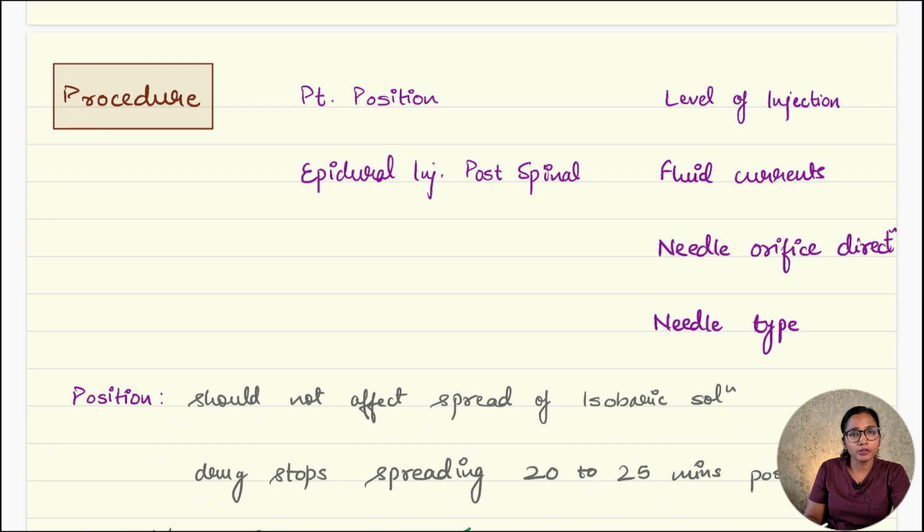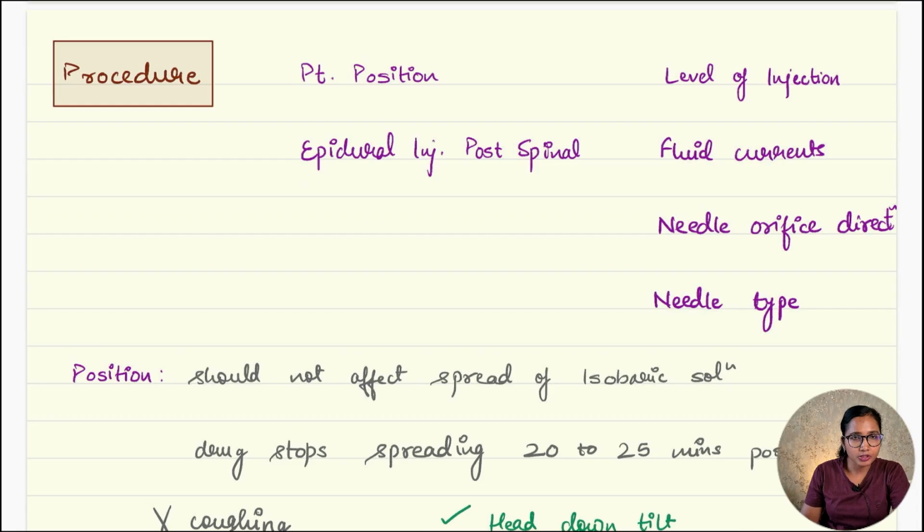A quick question for you. A morbid obese patient comes to you for a surgery with non-palpable landmarks. So what will be your priority? Choice of needle, positioning of the patient, or drug dosage? Comment below before I reveal.